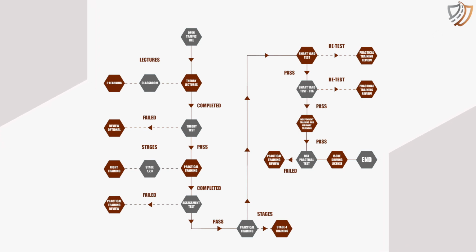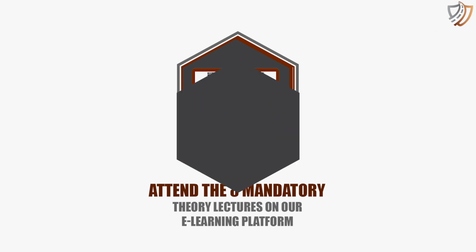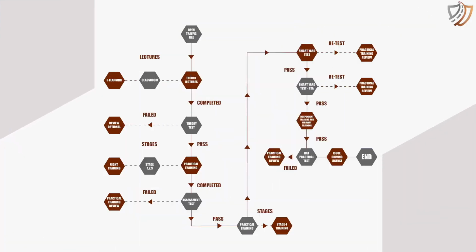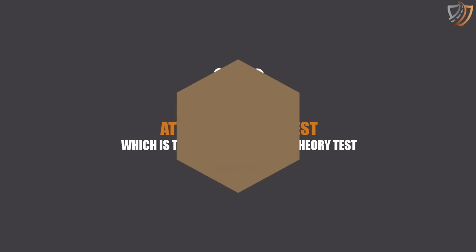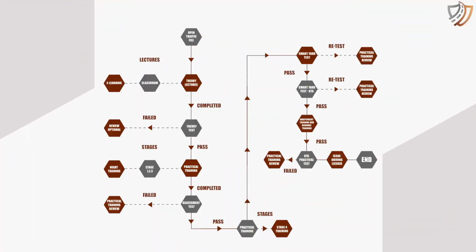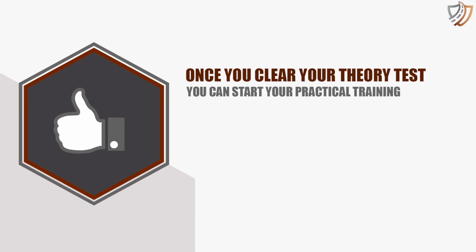After you open your traffic file and complete the necessary documentations, your next step is to attend the 8 mandatory theory lectures on our e-learning platform or in our classrooms to prepare for the theory test and practical training. You may also attend the mock test, which is the replica of the RTA theory test. In case you are not successful in the theory test, you have the option for a review so you can be better prepared to retake the test. Once you clear your theory test, you can start your practical training.